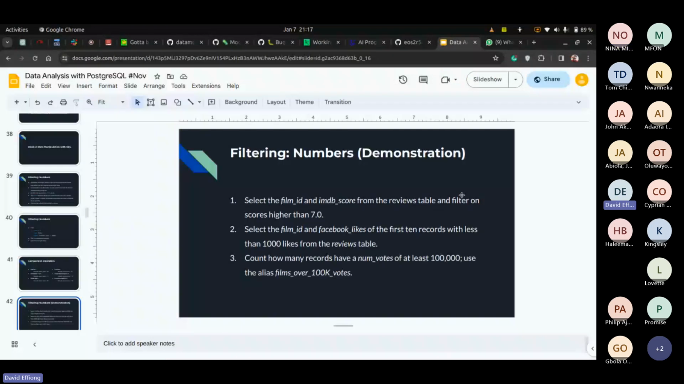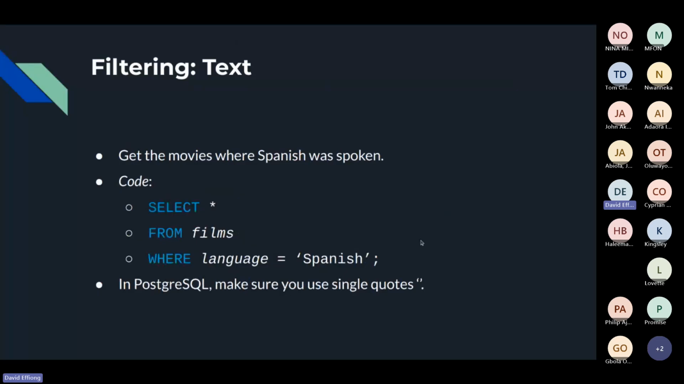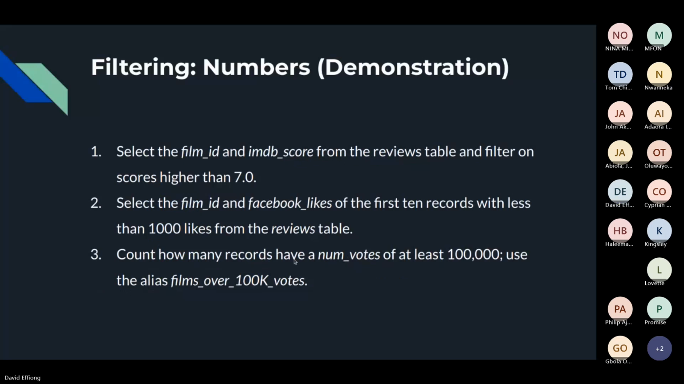Right, let me move on to the next part. We've filtered numbers, and the next thing is to filter text. When you want to filter text, it's similar. Yes, because of time, we skipped the last question. In fact, we can turn this into an exercise. Count how many records have a norm votes of at least 100,000. Then use the alias films over 100K votes.